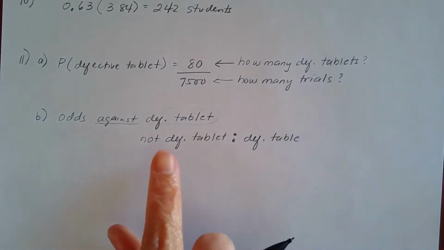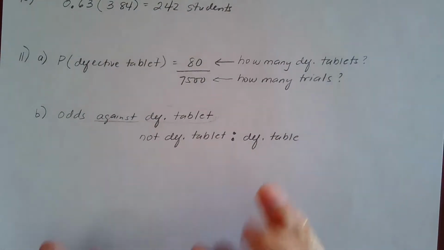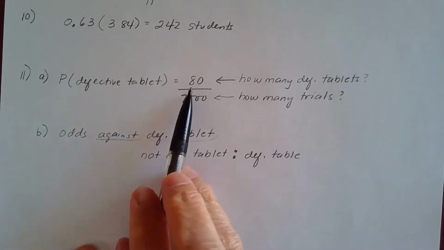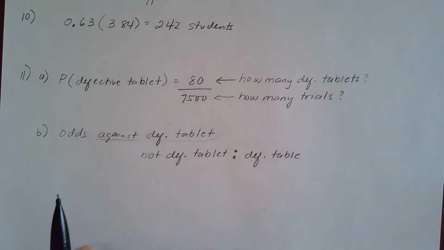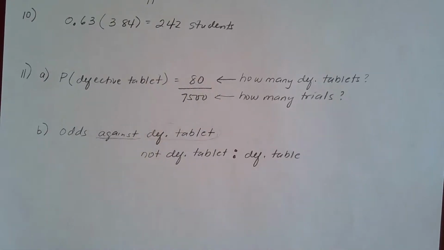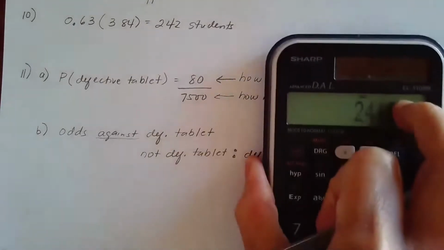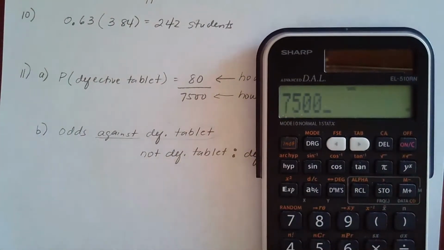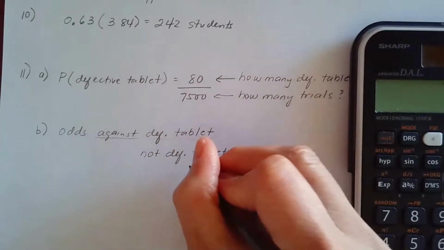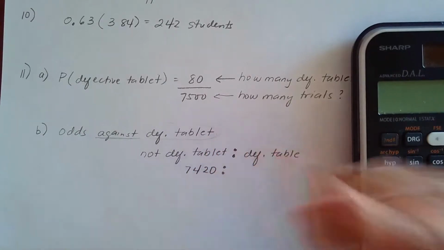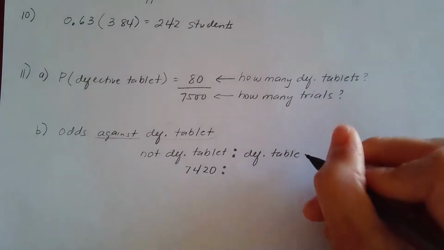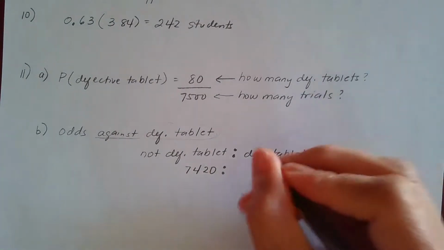So how many are not defective? So let's go back. They said there were 80 defective out of 7,500. So how many are not defective? That's going to be 7,500 minus 80. So 7,420. And then how many are defective tablet? That's going to be 80.